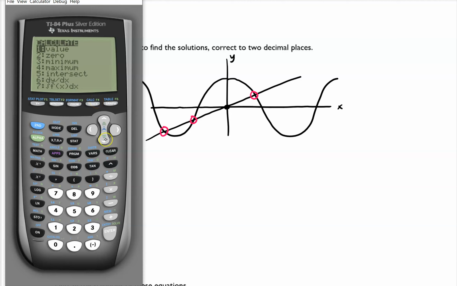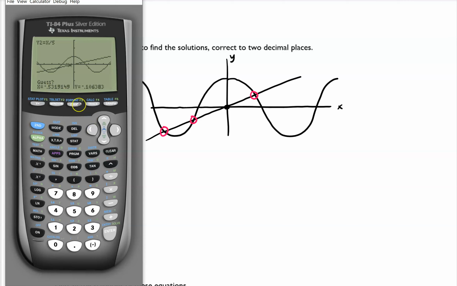And then this screen should show up and I want to go down to option 5 that says intersect, and then I'm going to press enter. It says first curve question mark, I'm going to hit enter, and then second curve question mark, I'm going to hit enter again. It's basically choosing the two functions we want to look at where they intersect, and we only have 2 functions, so that's good.